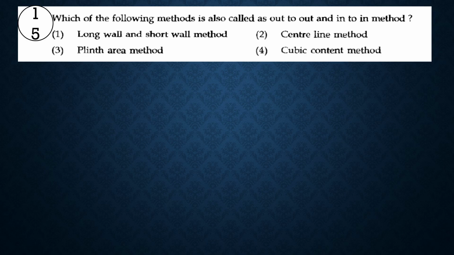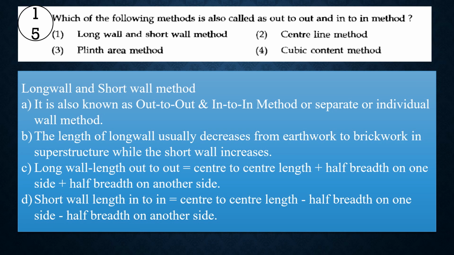The next question, which of the following method is also called as out to out and in to in method? So out to out and in to in method is the long wall and short wall method. It is also known as the separate or individual wall method. The length of long wall usually decreases from earthwork to brickwork in superstructure, while the short wall increases. Remember this also, that length of long wall decreases from earthwork to brickwork.